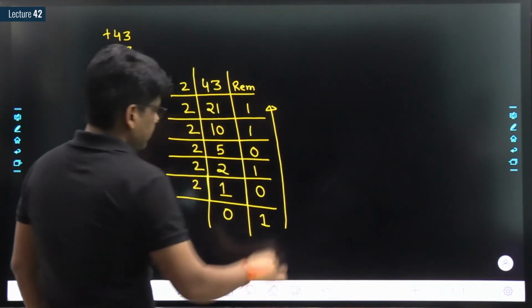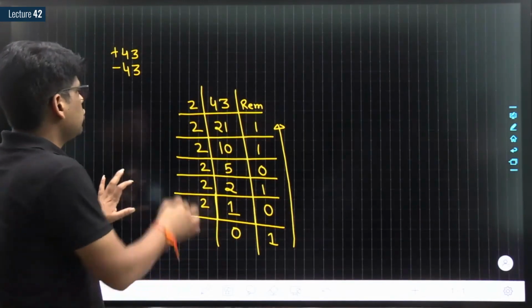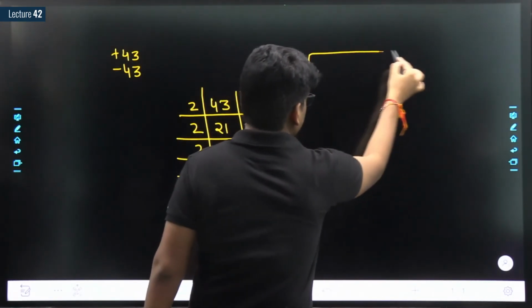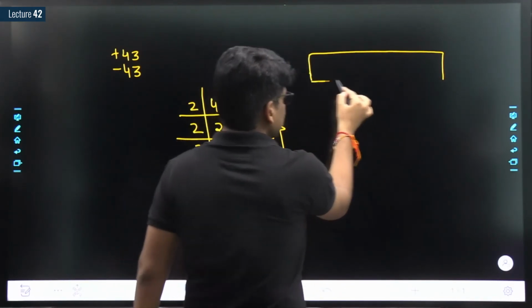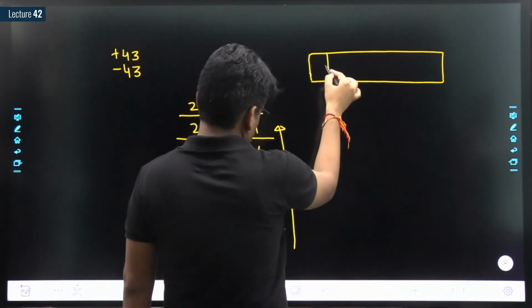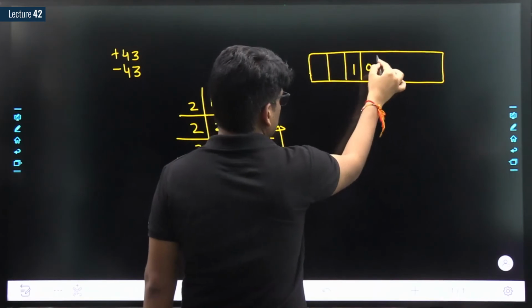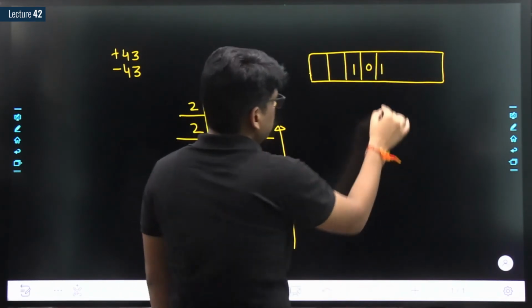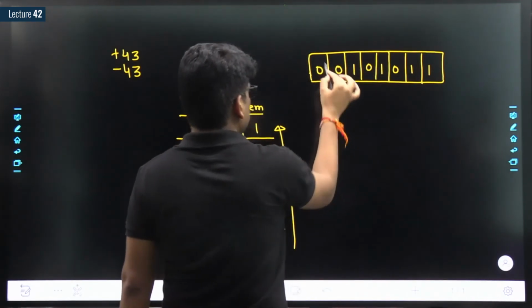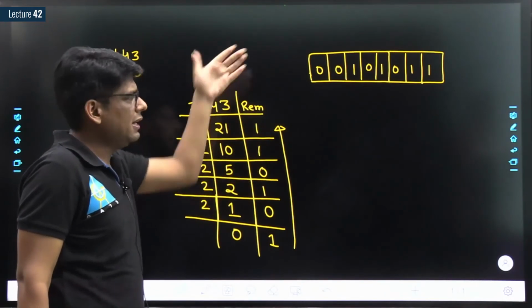So this is the binary equivalent for 43. So for plus 43, what is the representation? Sir, as it is, just write the binary equivalent. So try to find out. 0, 1, 0, 1, 0, 1, 1. So this is the binary representation for plus 43.